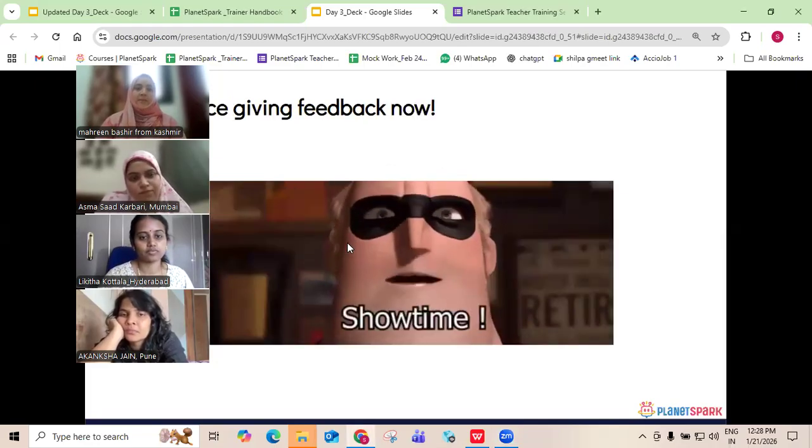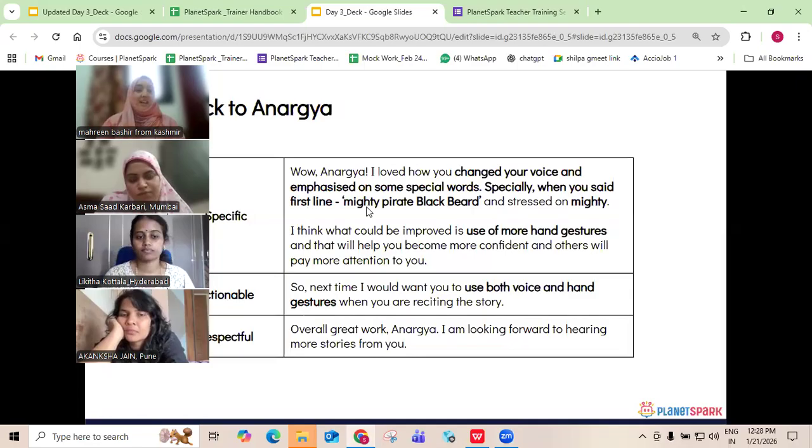Ma'am, with the second one or with the... I think. Okay. Oh, so sorry. Yes, I think what could be improved is use of more hand gestures, and that will help you become more confident and others will pay more attention to you. Thank you. And Mehreen was talking about hand gestures, so she made sure that even she was using her hand gestures. Good, Mehreen. Asma, I won't even call them paragraphs, so kindly read the last 2 sentences for us.